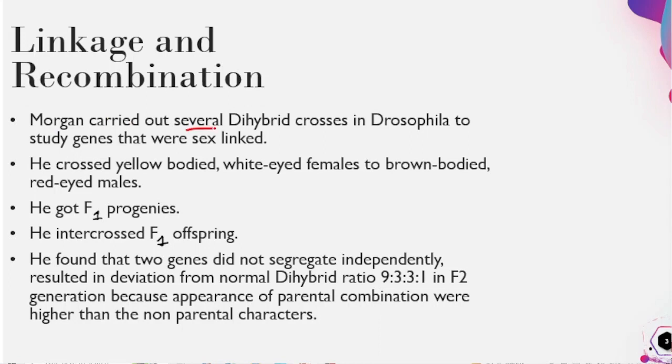Morgan carried out several dihybrid crosses. We already studied about Morgan. He worked on Drosophila melanogaster, the fruit fly, and he observed it and did experiments on it. We already studied this for the chromosomal theory of inheritance, and the reason for selecting fruit flies we also studied in our previous class. Morgan took Drosophila and tried several dihybrid crosses on it to study the genes that were sex linked, that is, how the genes are linked with each other.